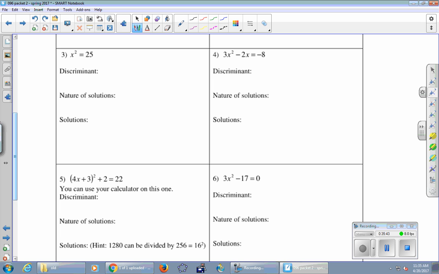Is this in a form where I'm ready to figure out what A, B, and C are? No. What number do we need? Got to have a 0, right? So 3x squared minus 2x. And then we bring that negative 8 over by adding 8. So plus 8 equals 0.